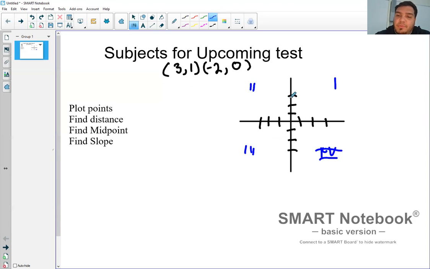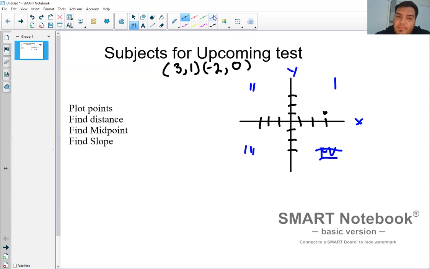You don't have to actually do it in Roman numerals. You can just leave it as normal numbers. But this is quadrant 1, 2, 3, 4. And this is the x-axis, and this is the y-axis. So I could ask you, please plot this and tell me where it belongs, like what quadrant it's in. So this is (3, 1). So (3, 1) is up here.